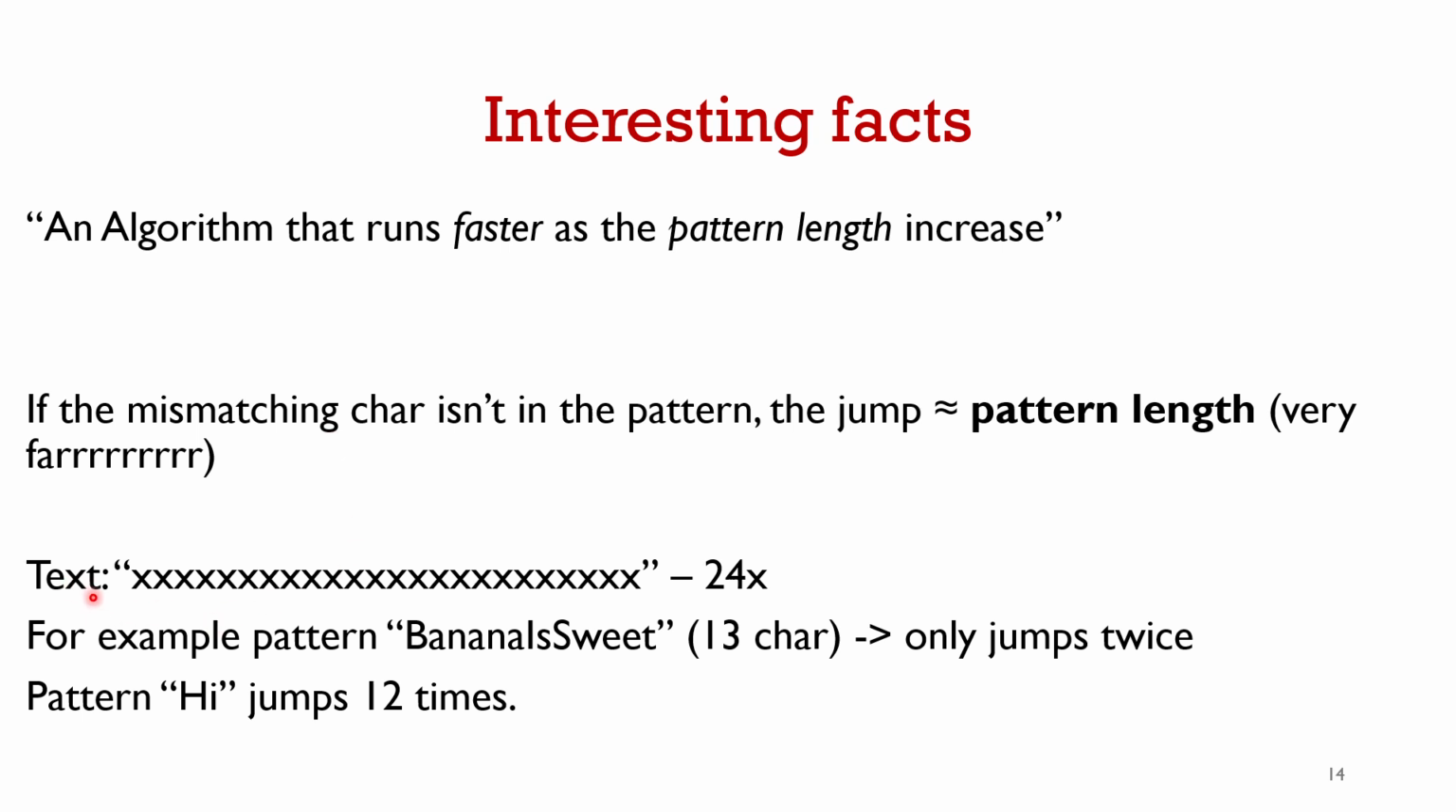So for example, here we have a text of 24 x's, and we have an example pattern of "banana is sweet", which has 13 characters. This pattern only needs to jump twice to go through the 24 x's, whereas a shorter pattern of "hi" needs to jump 12 times to go through all of the x's. In short, with a longer pattern, we get bigger jumps and fewer alignments.